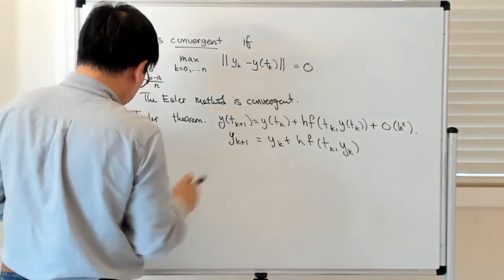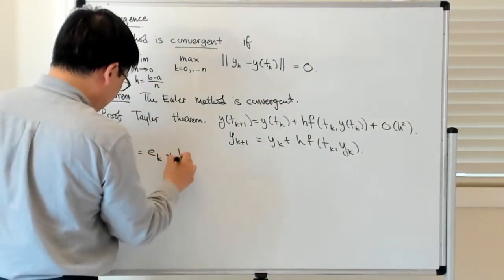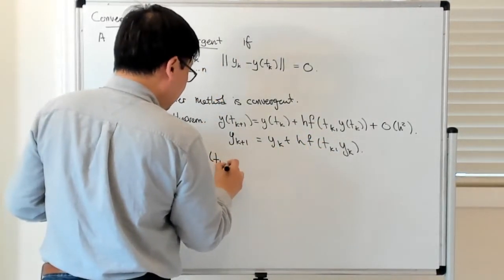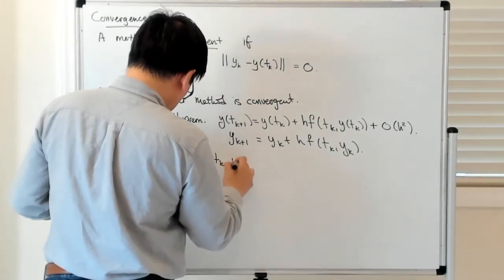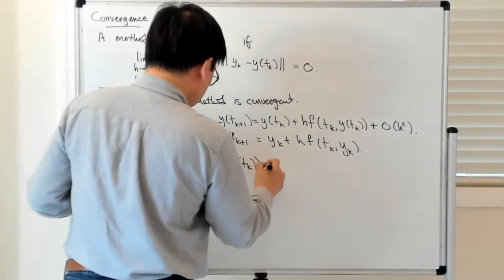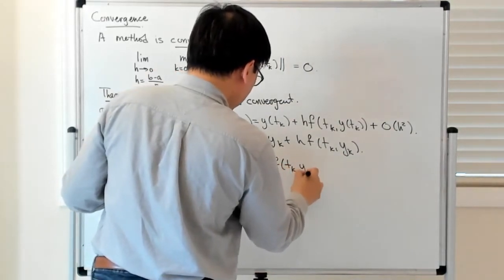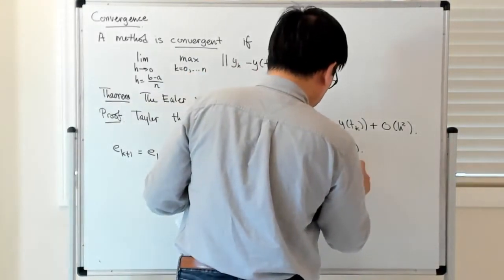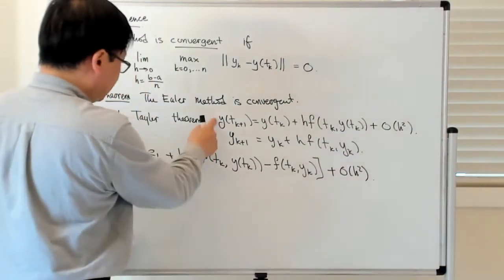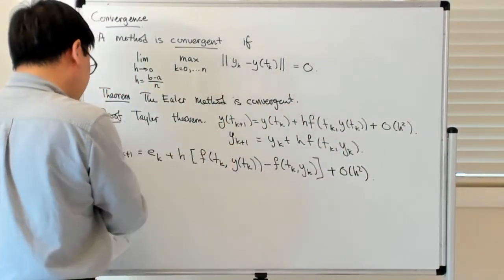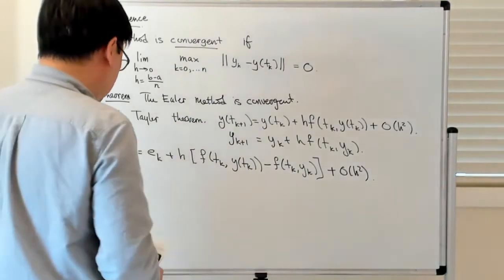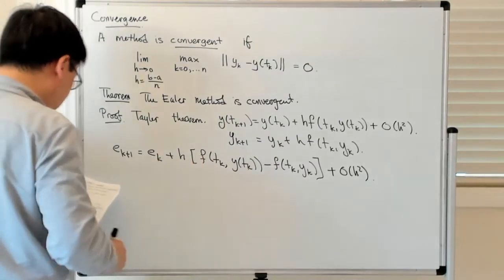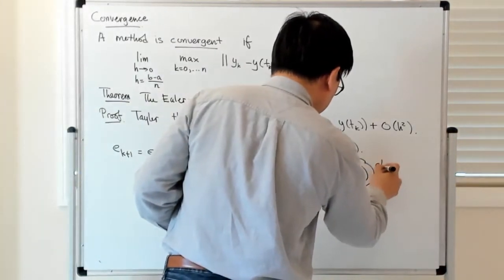The difference of the k-stage values is the error at the k stage, so e_{k+1} is equal to e_k plus h times the difference between the two vector fields, f(t_k, y(t_k)) minus f(t_k, y_k), and then you have something which is big O of h squared. So we're taking the difference of these two equations and defining that to be the error at the k plus first stage. Now we can take absolute values and use the triangle inequality, and I'm going to replace this term by c h squared.